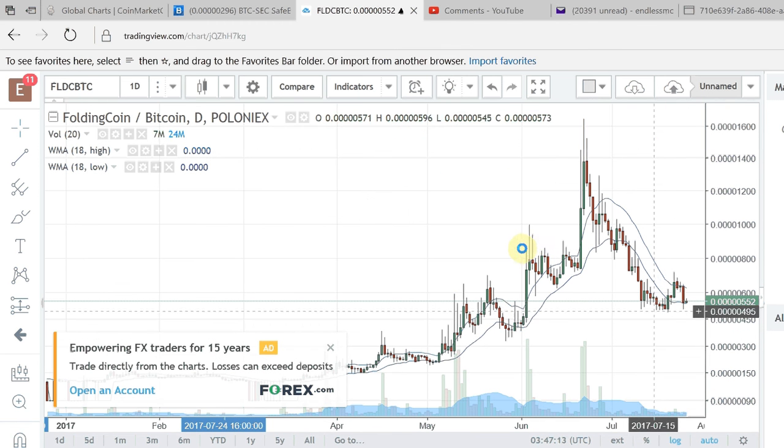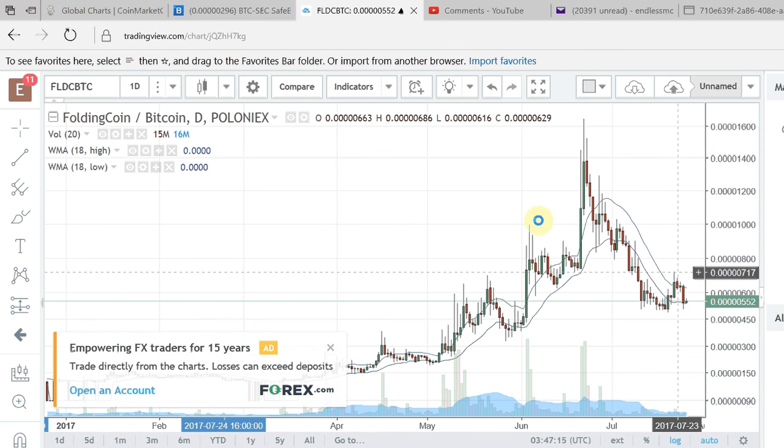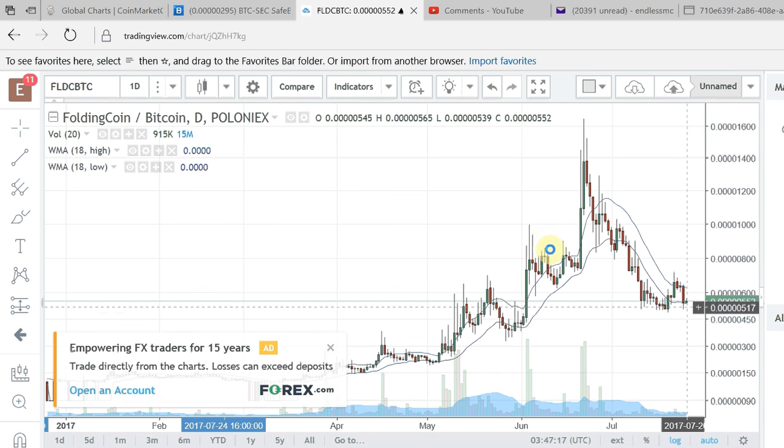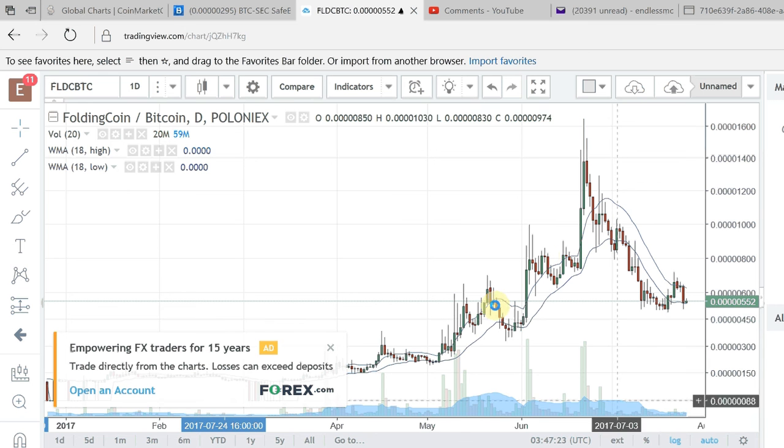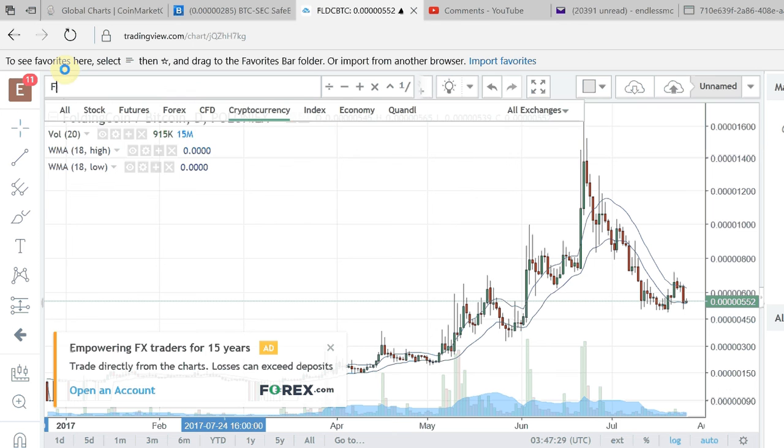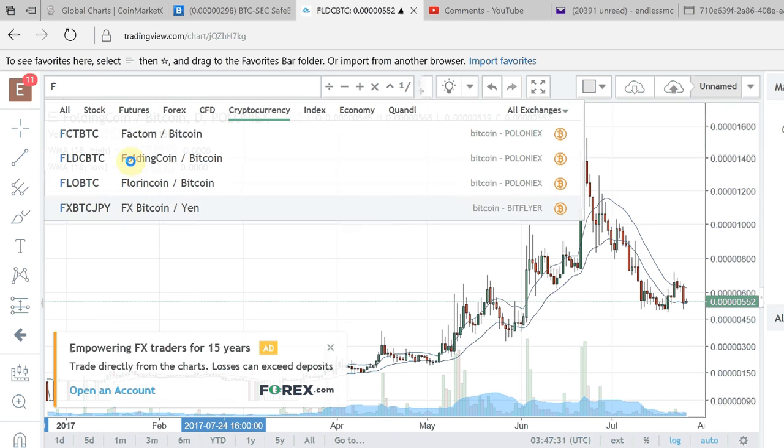Folding Coin. Here's a situation in which it had the support, resisted in here, back down in here, so it's matching within this. And if you start to see weakness around 446, 450, now we're starting to talk about playing in the 300, like the 200s basically. If that is the situation.